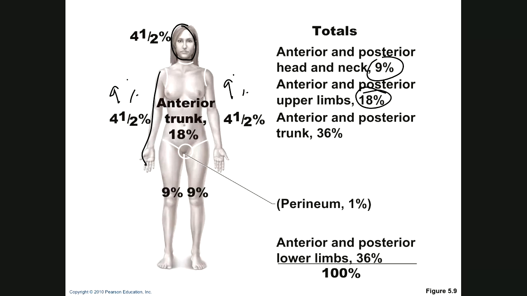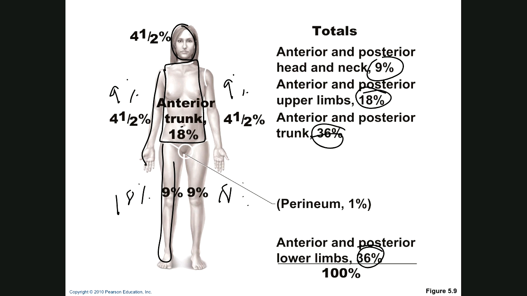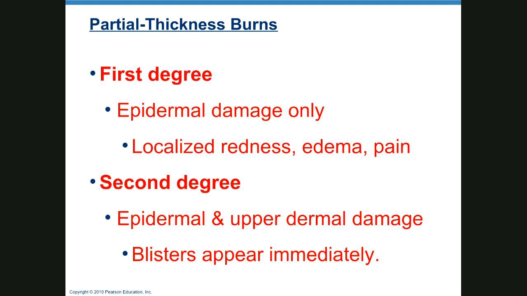The lower limbs is 9% for the front, 9% for the back, so that's 18% for each, which gives you 36% for the lower limbs. The trunk is represented by two 9% regions at the front, two 9% regions at the back, so that's 36%. So if you add up all these, you get the 100%. And so by looking at the extension of the burns, very quickly they can assess the severity of the burn. So a first-degree burn is the least severe. This is just a damage in the epidermal layer only. It is characterized by redness, edema, and pain.